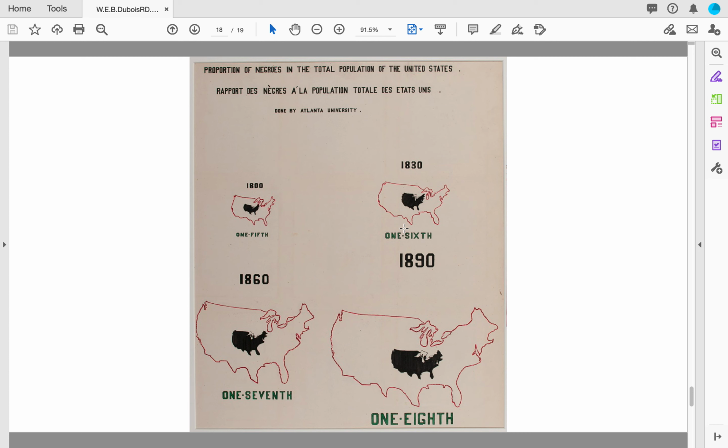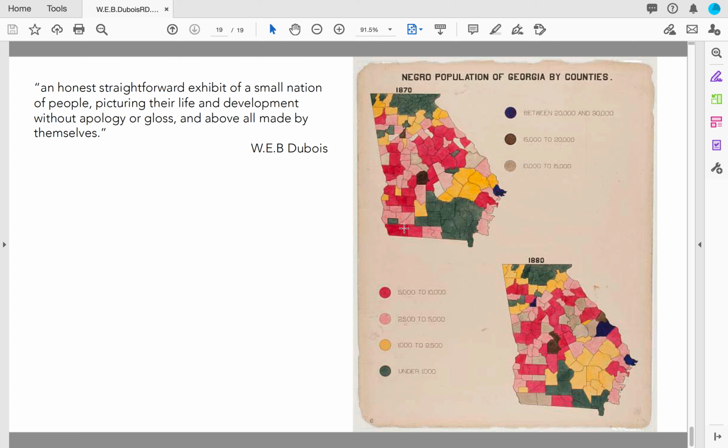There's a book recently published on all of these, so if you are interested, I do encourage you to do some self-sleuthing to find that book and dig in a little deeper. What he said for himself was an honest, straightforward exhibit of a small nation of people picturing their life and development without apology or gloss, and above all, made by themselves.